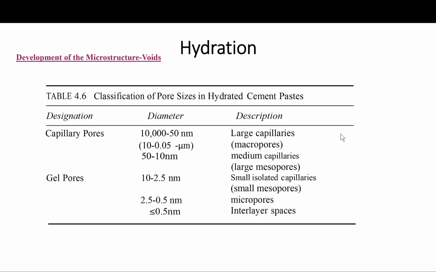However, the capillary pore system is an interconnected network of pores through which bulk water flow and ionic diffusion occur relatively easily. That's the definition of capillary porosity. So look at these here and these sizes. I will talk about them toward the end of the lecture, but this is the classification of the pore sizes in hydrated cement paste.